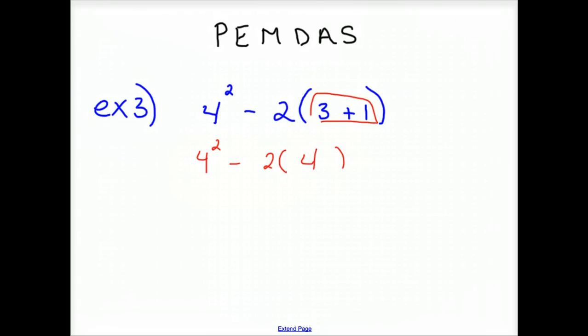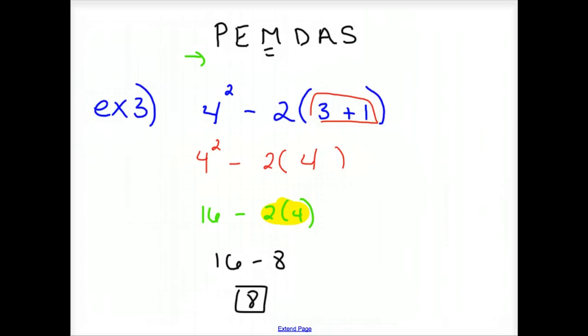Again, following PEMDAS from the beginning. 4 squared, I'm going to take care of my exponents first. 16 minus 2 times 4. Going down the line, again, starting from left to right from PEMDAS, I don't have any parentheses, no exponents. I do have multiplication. 2 times 4, 16 minus 8, and I get a final answer of 8.